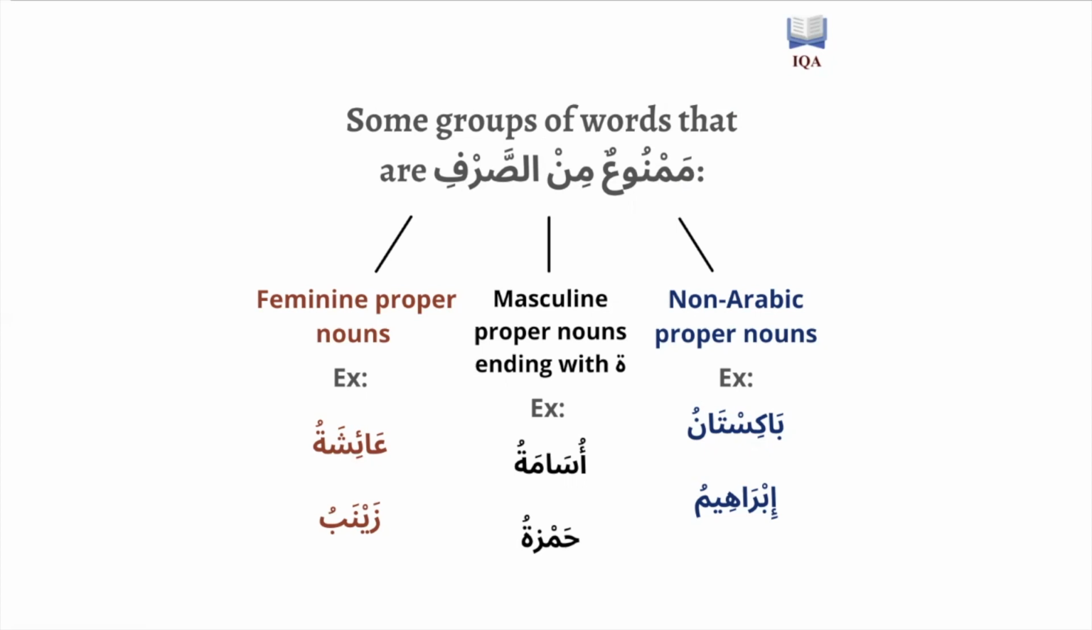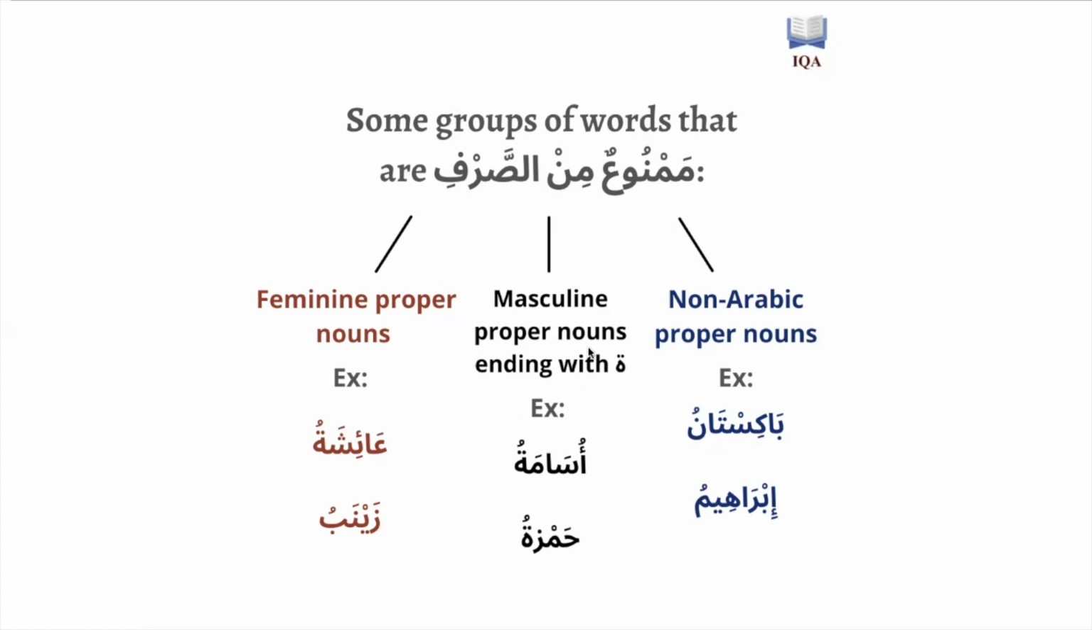Okay. Likewise, these types of nouns can never be majrurun. In a sense, afwan, they can be majrurun, but they can never take a kasra. So these types of nouns, they can be majrurun, but they're not going to be majrurun with a kasra, rather they're going to be majrurun with a fatha, as we're going to see. So if I was to say fi, I would say, for example, fi aishata, fi zainaba. I wouldn't say fi aishati or fi zainabi. That would be a mistake. So feminine proper nouns are mamnu' min as-sarf. Aishatu, Zainabu, Khadijatu, Sumayyatu, Aminatu, the list goes on.